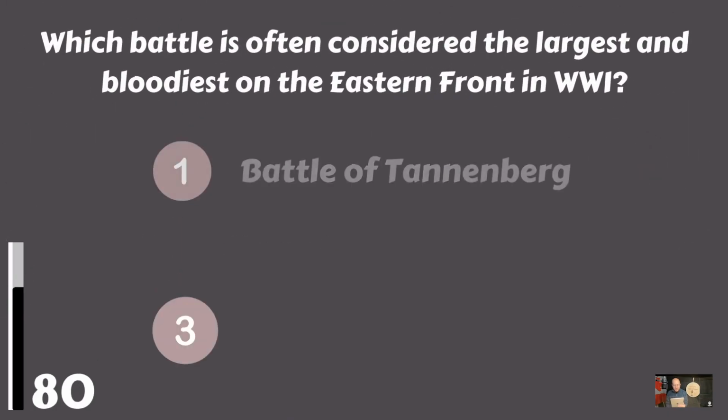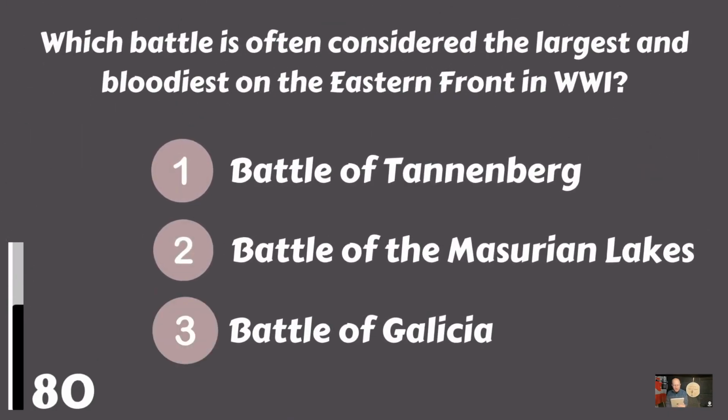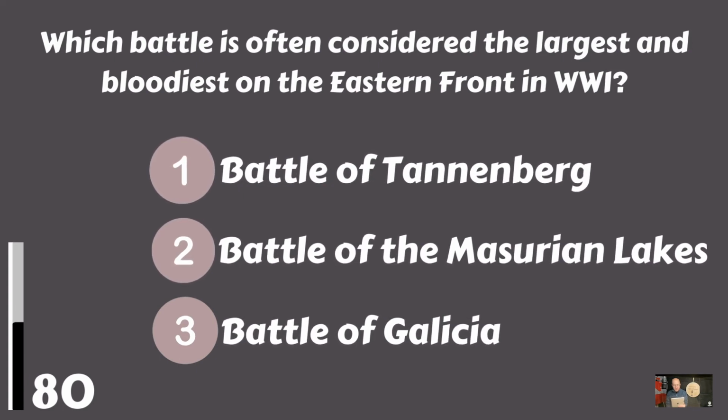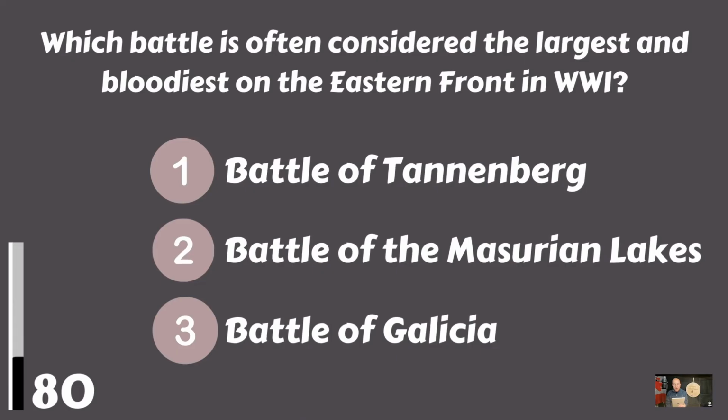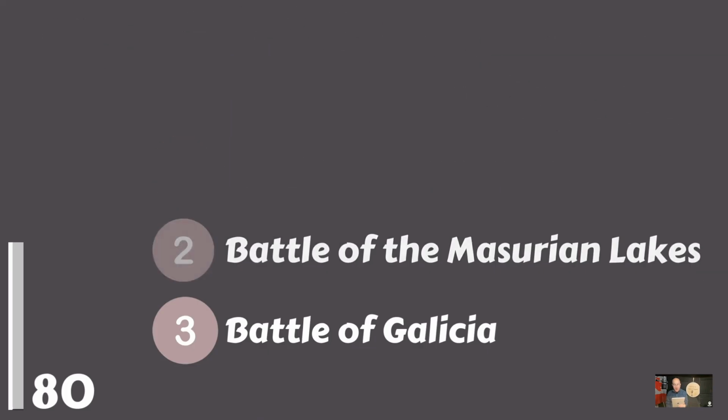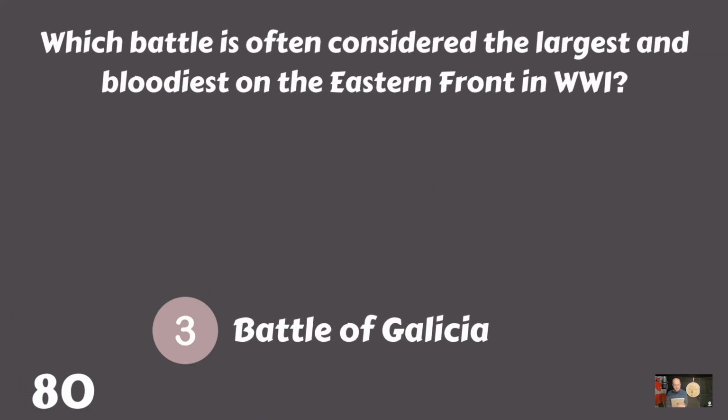Which battle is often considered the largest and bloodiest on the Eastern Front in World War I? The Battle of Tannenberg, the Battle of the Masurian Lakes, or the Battle of Galicia? The largest and bloodiest on the Eastern Front was the Battle of Galicia.